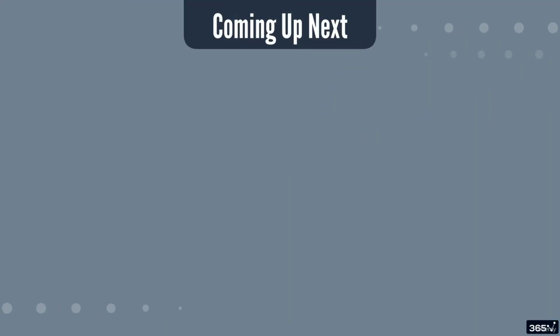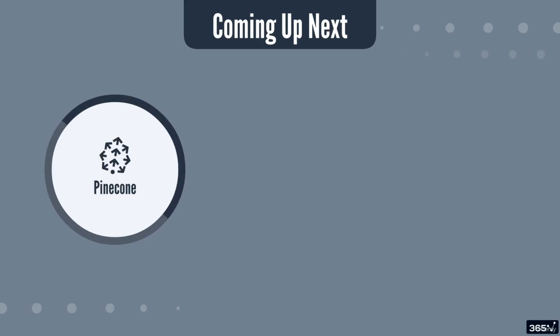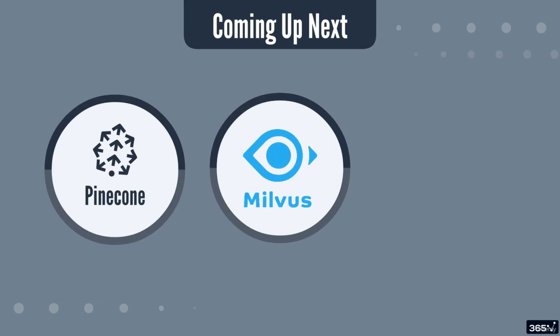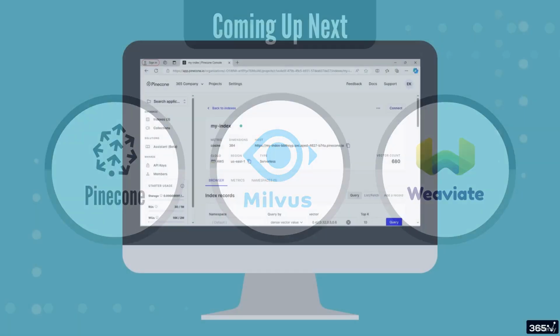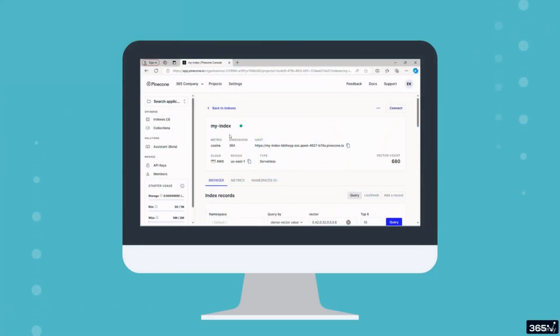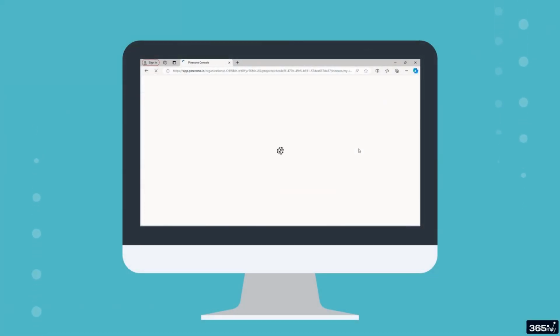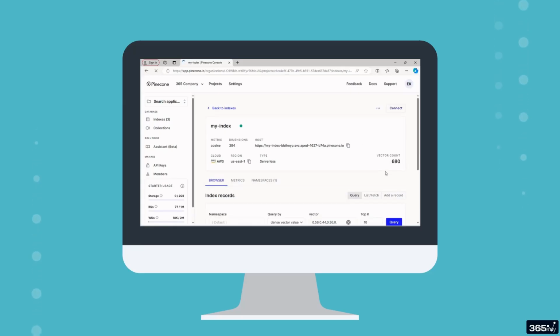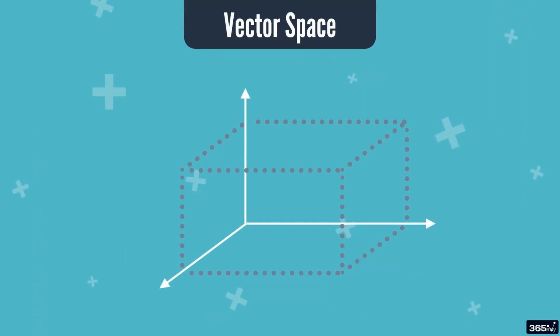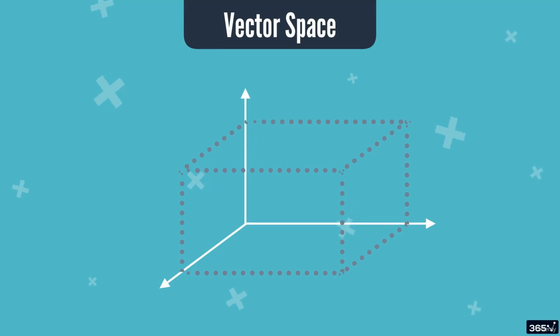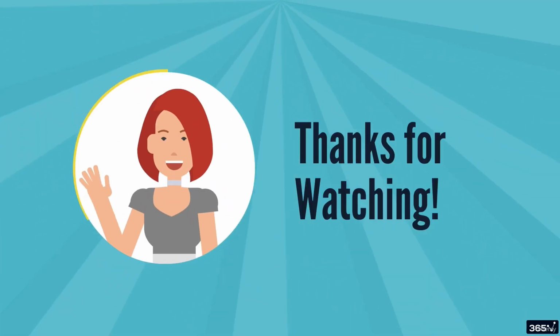In our following lessons, we'll explore how these databases work, examine key players like Pinecone, Milvus, and Weaviate, and see how they're applied in real-world scenarios. By the end of this course, you'll understand vector databases and be ready to harness their potential in your own projects. Next up, it's time to step into the world of vector spaces, the pillar on which a vector database is built. Can't wait to see you there!